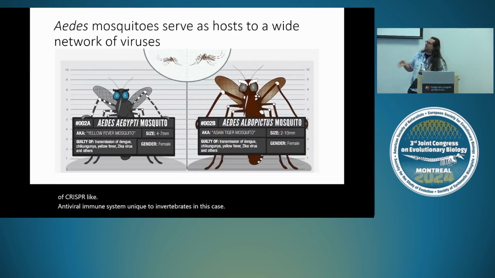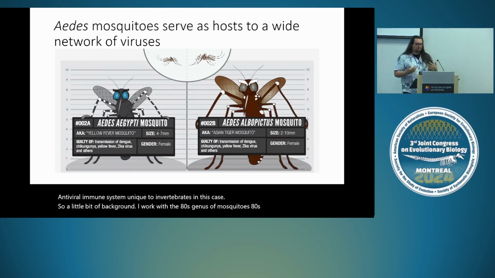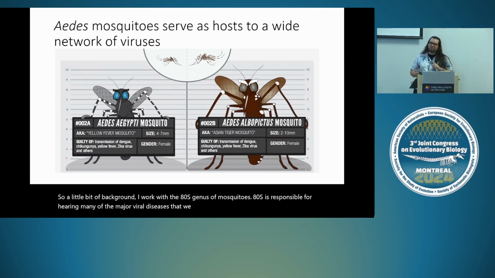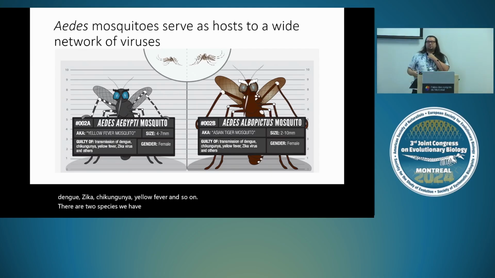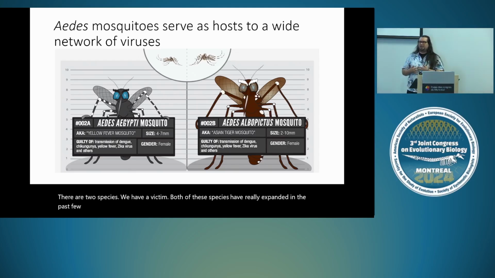So a little bit of background, I work with the Aedes genus of mosquitoes. Aedes is responsible for carrying many of the major viral diseases that we associate with mosquitoes, including dengue, Zika, chikungunya, yellow fever, and so on. There are two species, Aedes aegypti and Aedes albopictus. Both of these species have really expanded in the past few years and colonized most of the planet, and we're seeing increasing threat of arboviral disease throughout time.